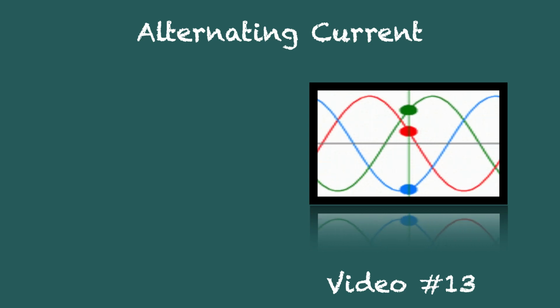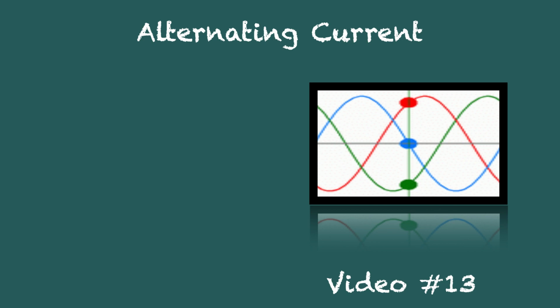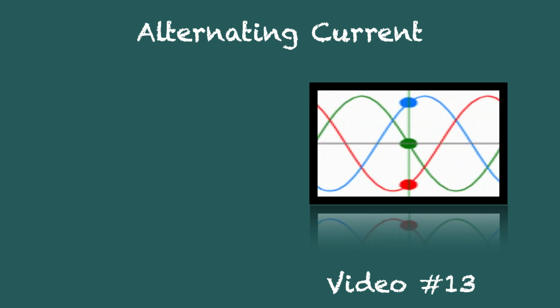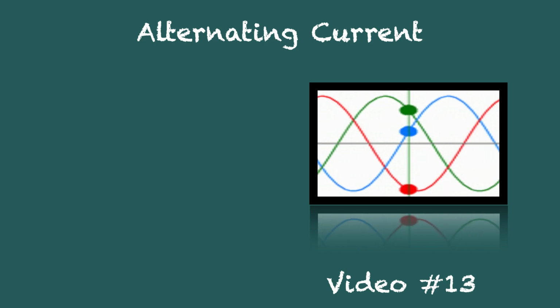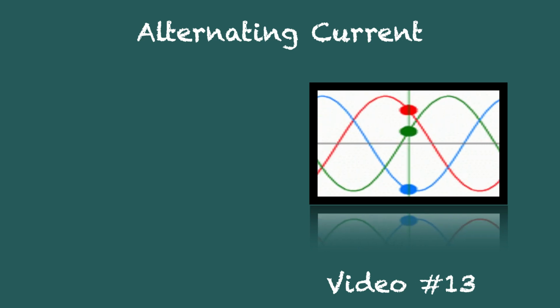This is the 13th video in my series on alternating current. In this video, I'm going to take a look at voltage, current, and instantaneous power in a purely resistive circuit, in both the time domain and phasor domain.